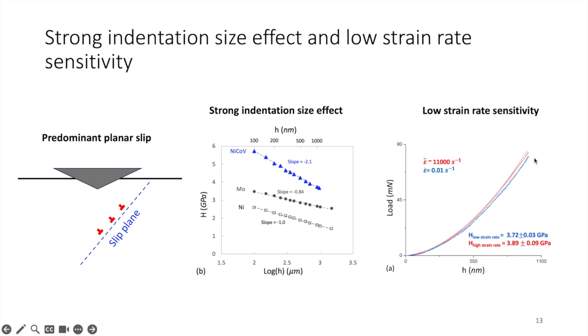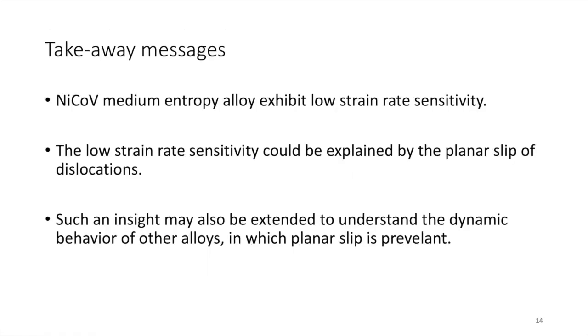There are a few takeaway messages from this presentation. The first is that the nickel, cobalt, vanadium medium entropy alloy exhibits low strain rate sensitivity. The second is that the low strain rate sensitivity could be explained by the planar slip of dislocations, which is kind of unique to this type of medium entropy alloy. Such an insight may also be extended to understand the dynamic behavior of other alloys in which planar slip is prevalent. That is to say, if you have an alloy system in which the stacking fault energy is not low enough to activate deformation twinning and transformation, but also not high enough to promote cross slip, you will also see low strain rate sensitivity.